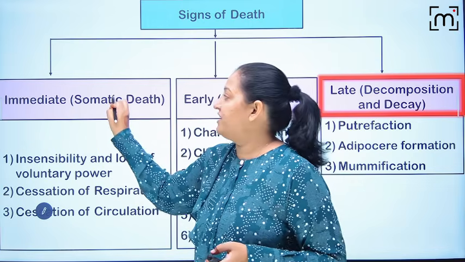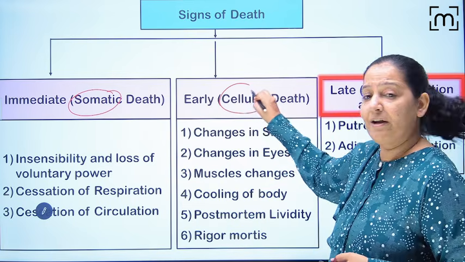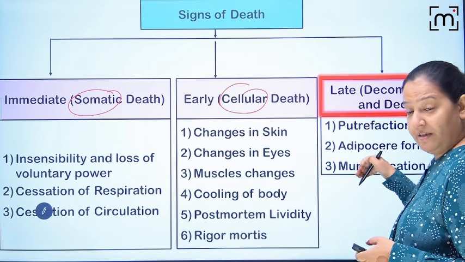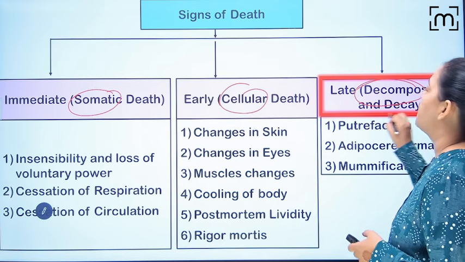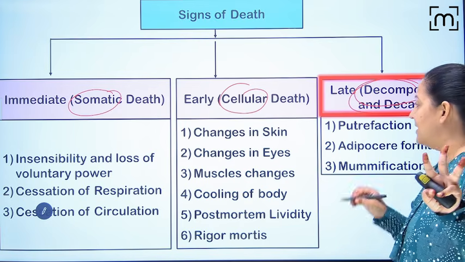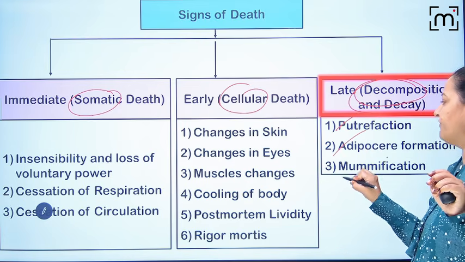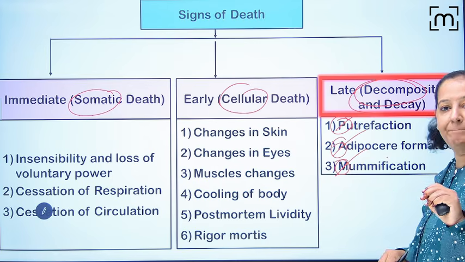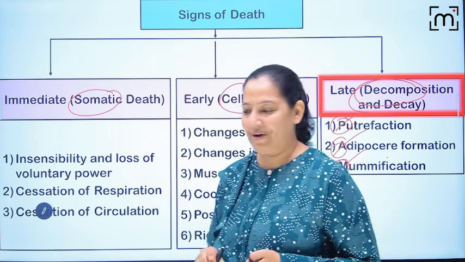The immediate changes indicate somatic death, the early changes indicate cellular death, but the late changes, what I am teaching you today, indicate decomposition and decay of the dead body. What are the 3 late changes? Putrefaction, adipocere formation, and mummification. The mnemonic is PAM. Got it?